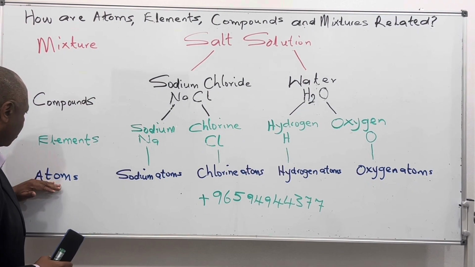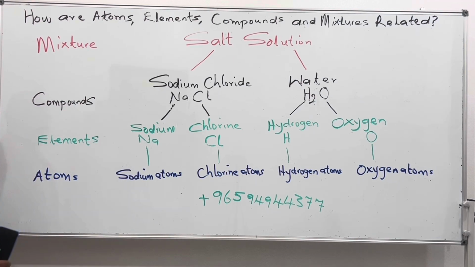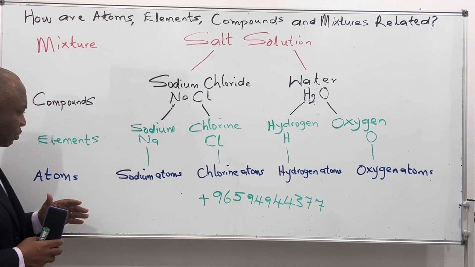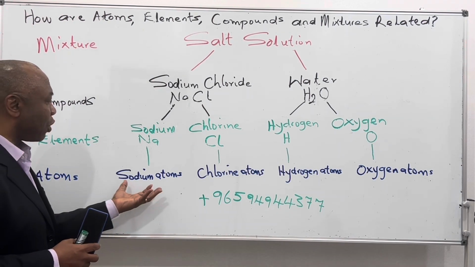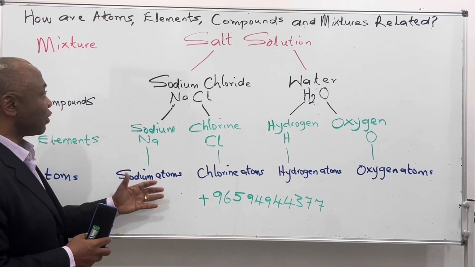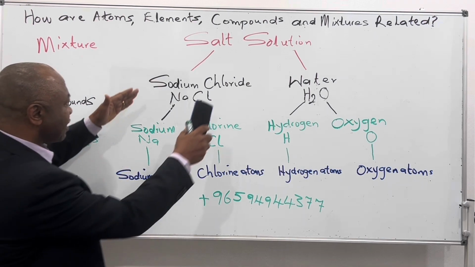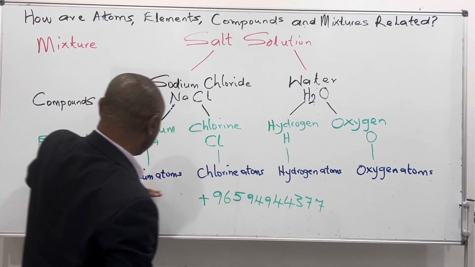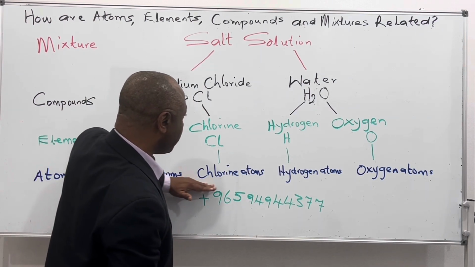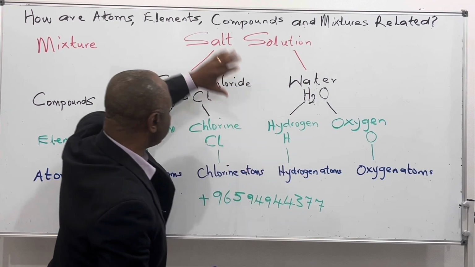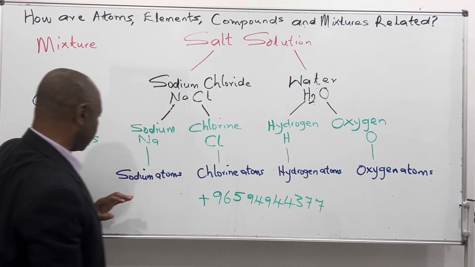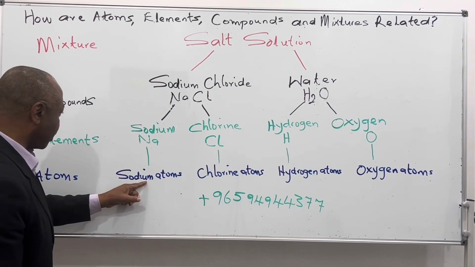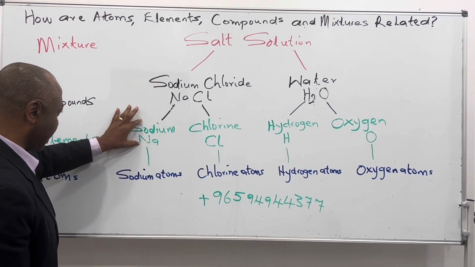Now, what is an atom? What is an element? An atom is the smallest indivisible particle of an element. Atoms are the building blocks of substances. You can see this is like a pyramid, and at the base you have atoms. So atoms are the building blocks of salt solution. Atoms of the same kind form an element.